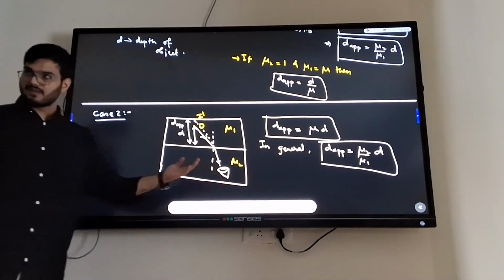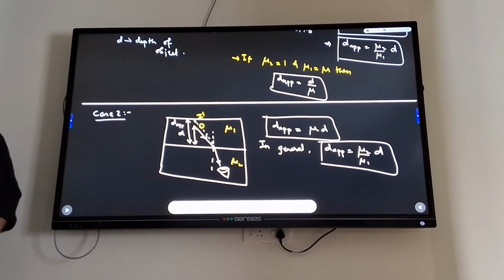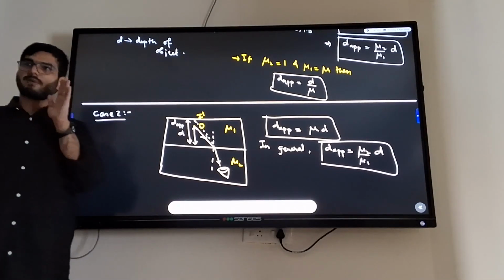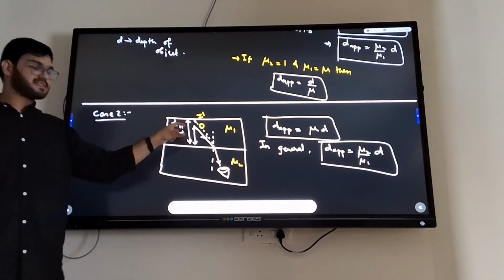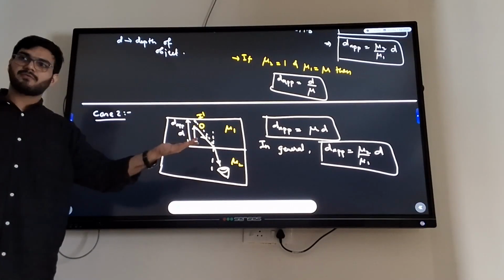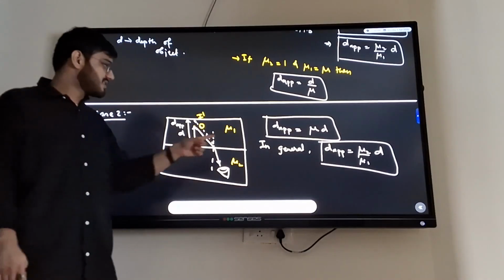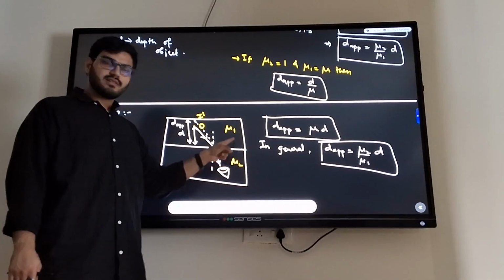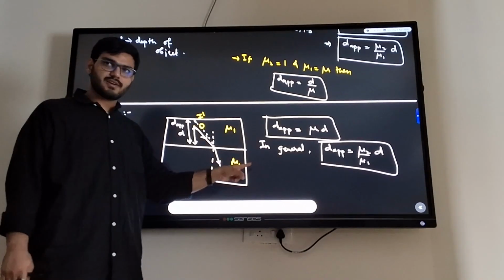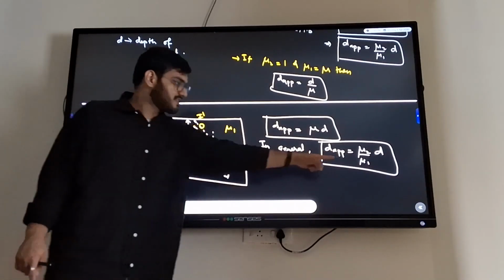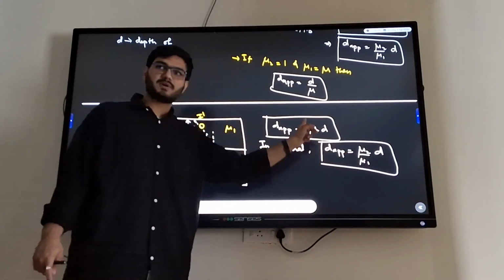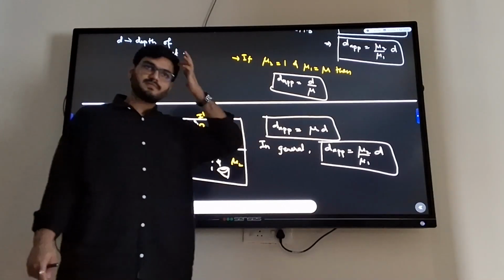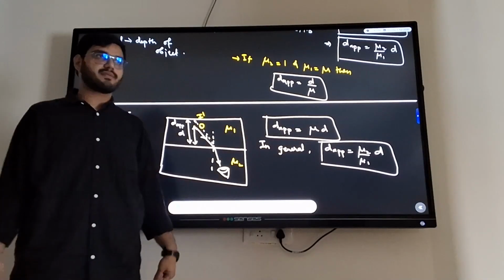Is there any problem with this? Initially your apparent height was smaller than your actual height, that's why we divided by mu. This is how you can remember it. Now your apparent height is greater than your D, so we multiplied by mu. And if I consider this to be air, this to be water, then this is taken to be 1, this is taken to be mu. So if I take mu1 as 1 and mu2 as mu, then I get this back. Yes or no? So I'm just cyclically taking.